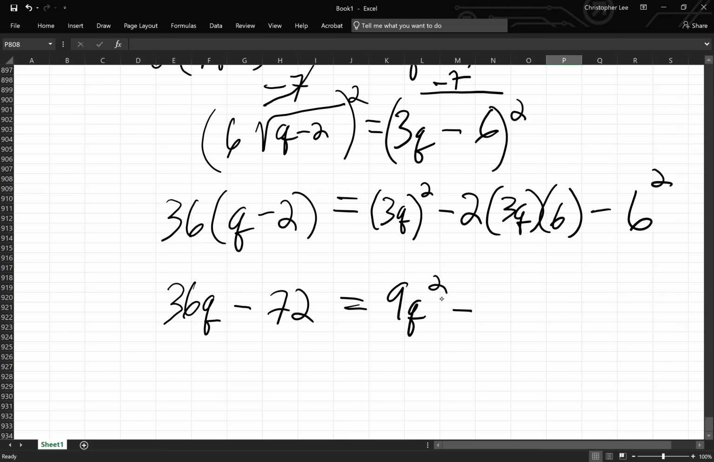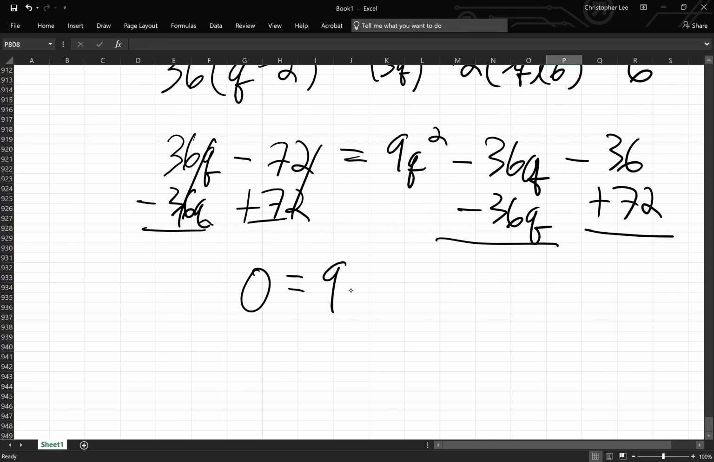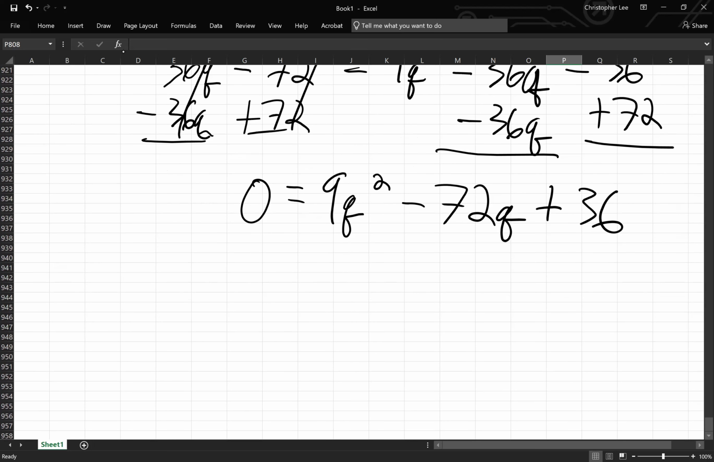minus 36q plus 36. I'm going to subtract 36q from here. I'm going to add 72 over here. So I have 0 is equal to 9q squared minus 72q plus 36. And we want to set both of these equal to 0.